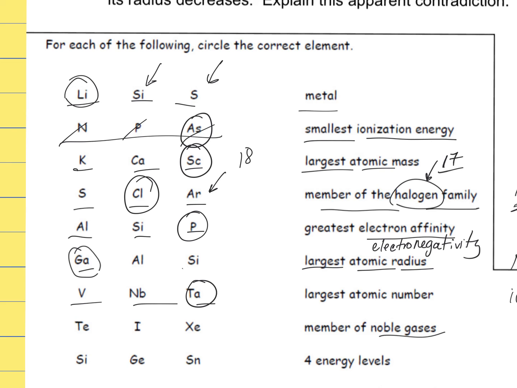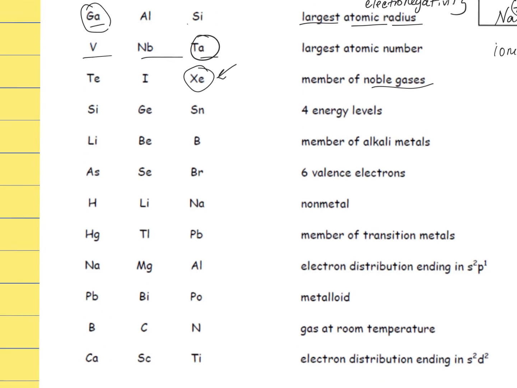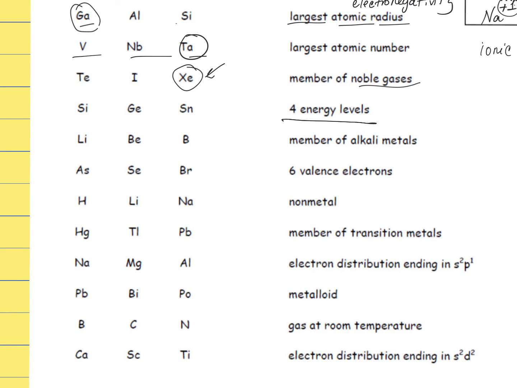And member of noble gases. Oh my, it's so simple. It's this one, because the one that is located in group 18 is xenon. Let me see what is the other. Oh, no, see, we have more. Okay, 4 levels of energy. When you have that, you're going to look for the one that is located in period 4. Silicon is in period 3. Germanium, what is germanium? 1, 2, 3. This is in period 4.